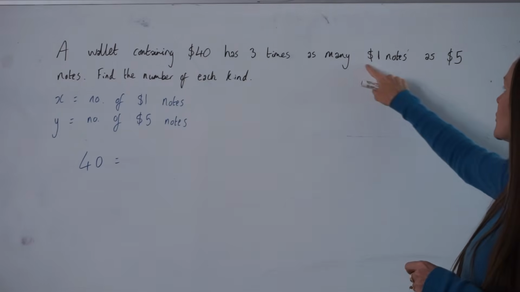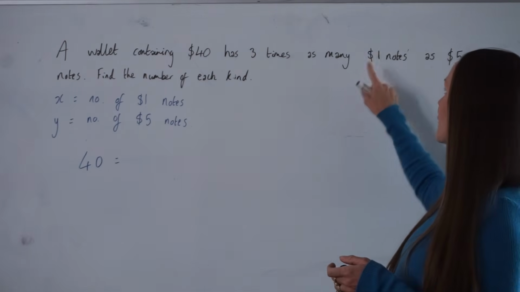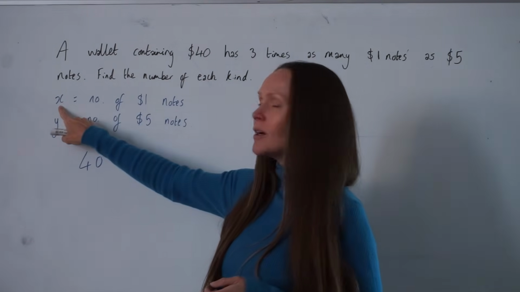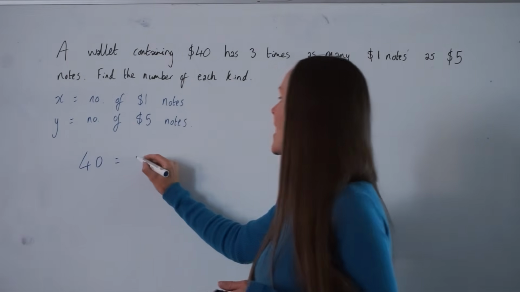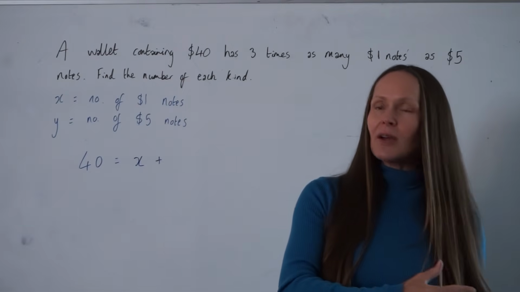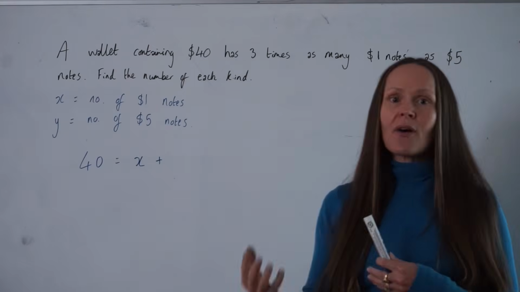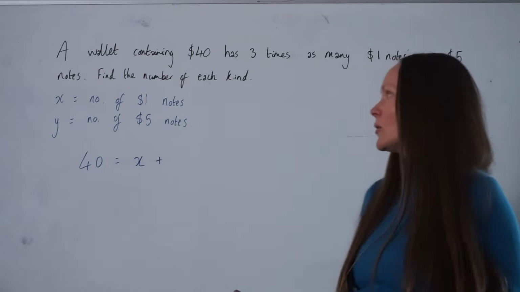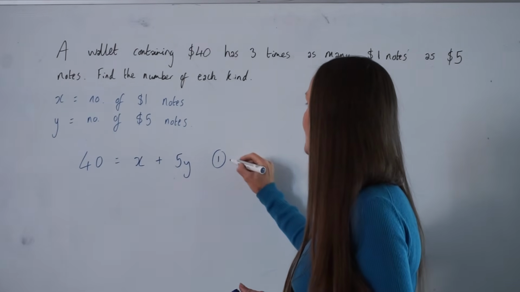So if we look at $1 notes first, to work out how much money comes from those, we have to multiply $1 by the number of $1 notes that there are, i.e. x. So 1 multiplied by x is x. Then we need to add the amount coming from $5 notes. So we take the quantity 5 and we multiply 5 by the number of $5 notes, i.e. y. So 5 multiplied by y is 5y. So here is our first equation.